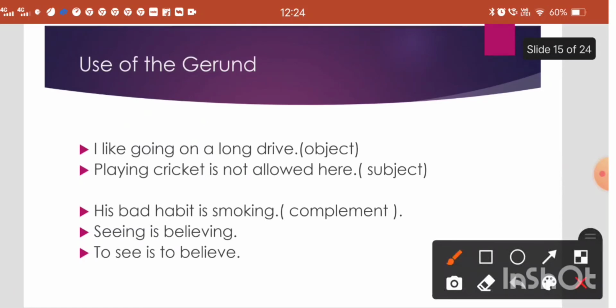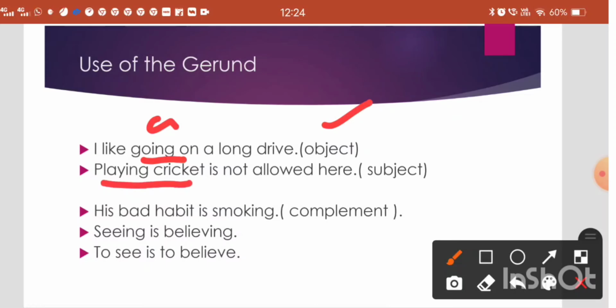Use of the gerund. I like going on a long drive. So, going is gerund and it is used here as an object. Playing cricket is not allowed here. Playing cricket, playing is gerund and it is working here as a subject. His bad habit is smoking. Smoking is the complement of the verb is. Seeing is believing. To see is to believe. So what is the difference between the two? There are certain verbs which can be used with either a gerund or an infinitive.